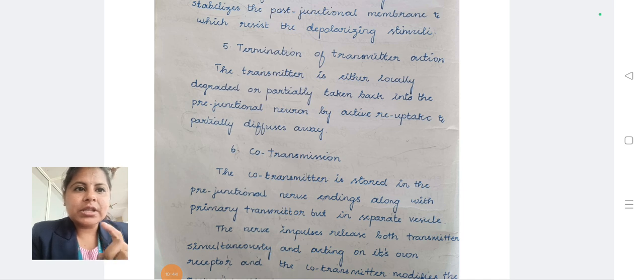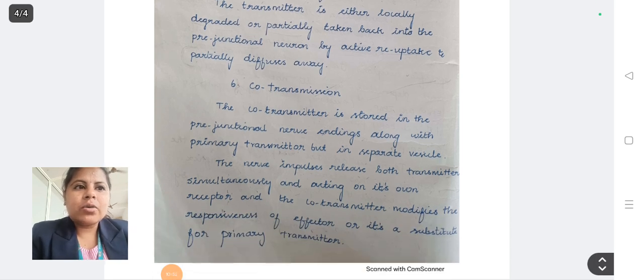The nerve impulses release both transmitters simultaneously, each acting on its own receptor, and the co-transmitter modifies the responsiveness of the effector or its substituents to the primary transmitter.